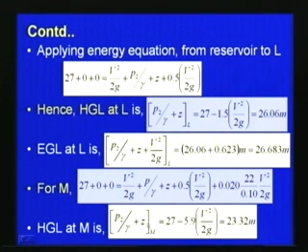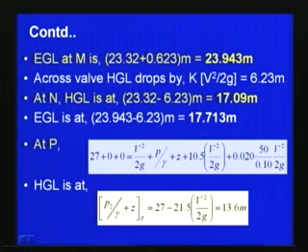From this we will get P2 by gamma plus Z, which is the HGL elevation, as 27 minus 5.9 V square by 2g, that is equal to 23.32 meter. Similarly for the energy gradient line, if you add 0.623 as V square by 2g, we will get 23.943 meter. Then across the valve the HGL drops by K V square by 2g, where K is given as 10, so it will be 6.23 meters. At the end, the hydraulic gradient line will be 23.32 minus 6.23, which is 17.09, and the EGL elevation will be 23.943 minus 6.23, that is equal to 17.713 meter.